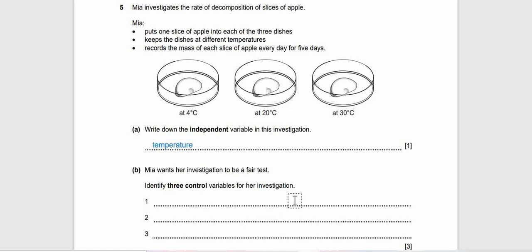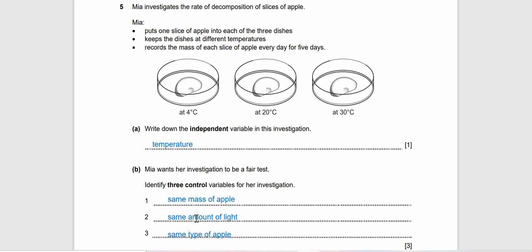Alright, let's open up the answer, guys. You may pause if you have not finished. Okay, so it's the same mass of apple. To make a fair test, it has to be the same mass of apple, same amount of light, same type of apple. So the one that determines the rate of decomposition is only the independent variable, in this case the temperature. One factor is different, the other factors should be kept the same. That is the main idea of the correct investigation or experiment.